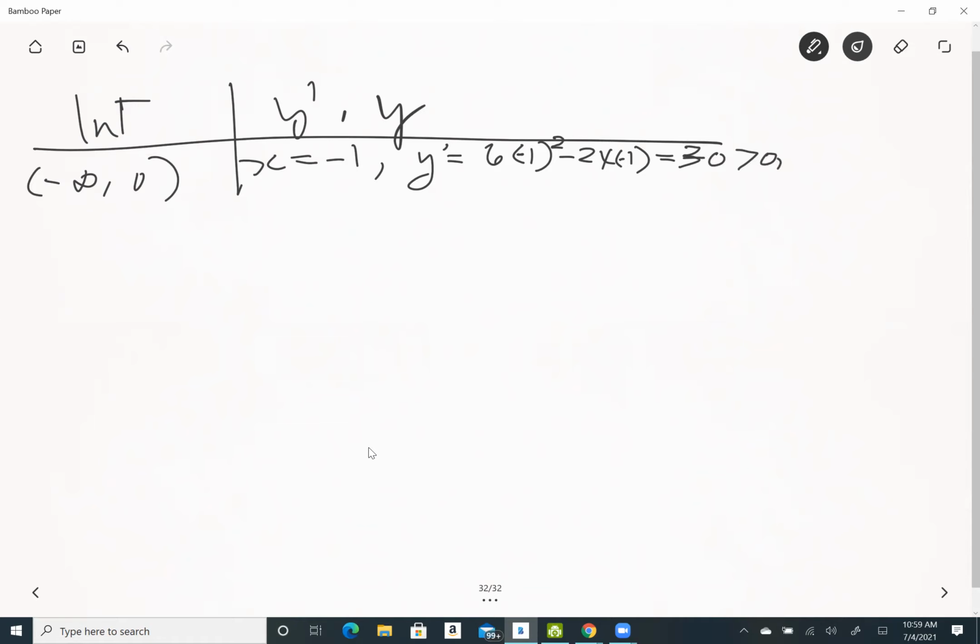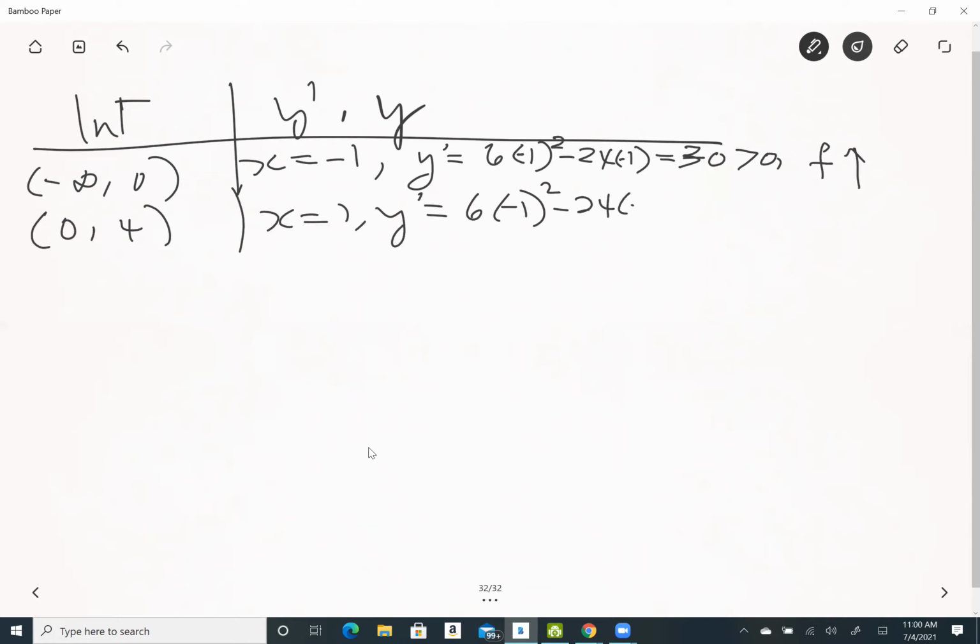So 30 is positive. So what about the function? F or y is increasing. Okay. Now we do the second interval from 0 to 4. We take the value x equal to 1. So y prime equals 6 multiplied by 1 squared minus 24 times 1. So that is equal to 6 minus 24, that is negative 18. Right? Negative 18 is less than 0. So the function is decreasing.